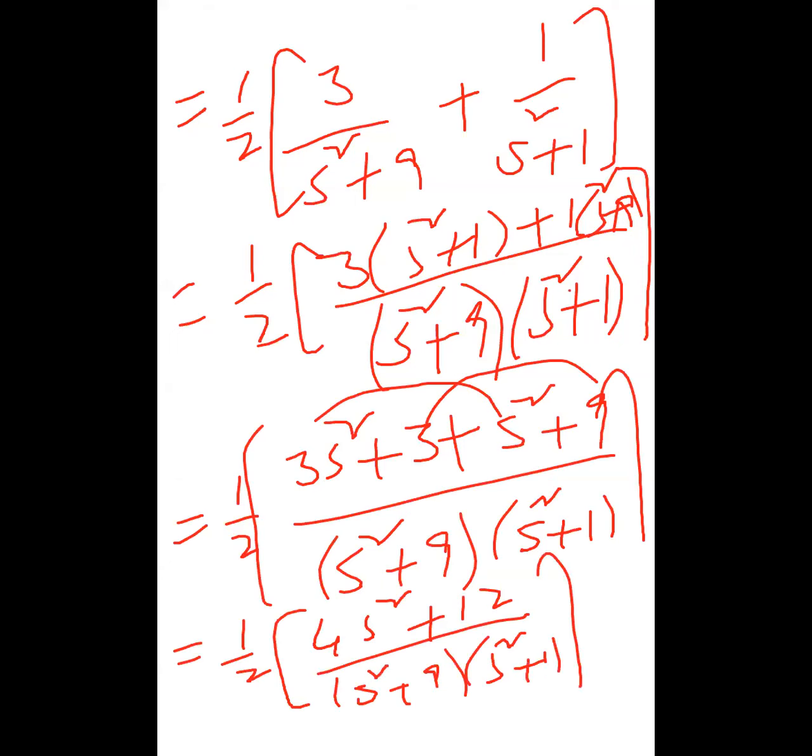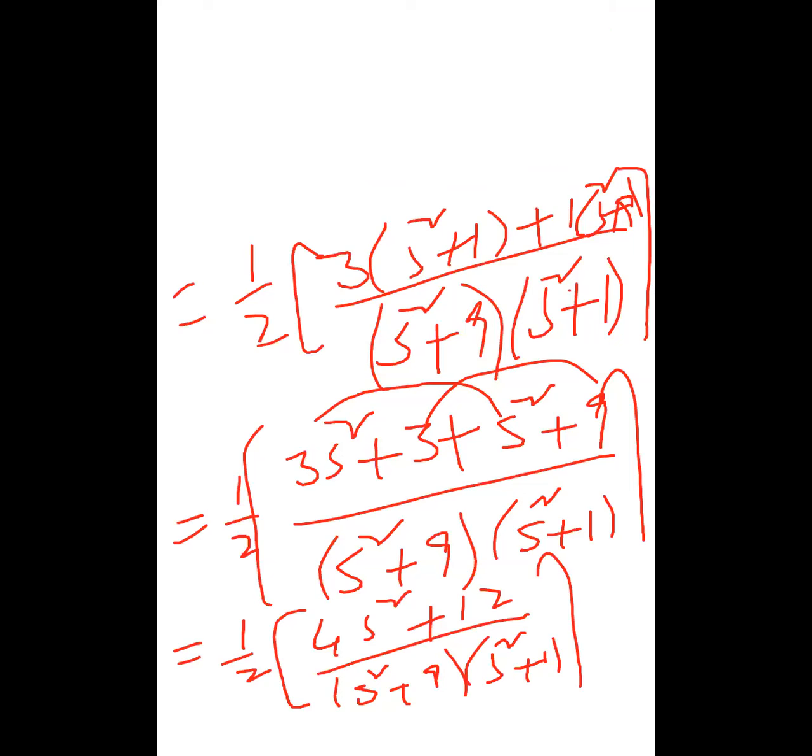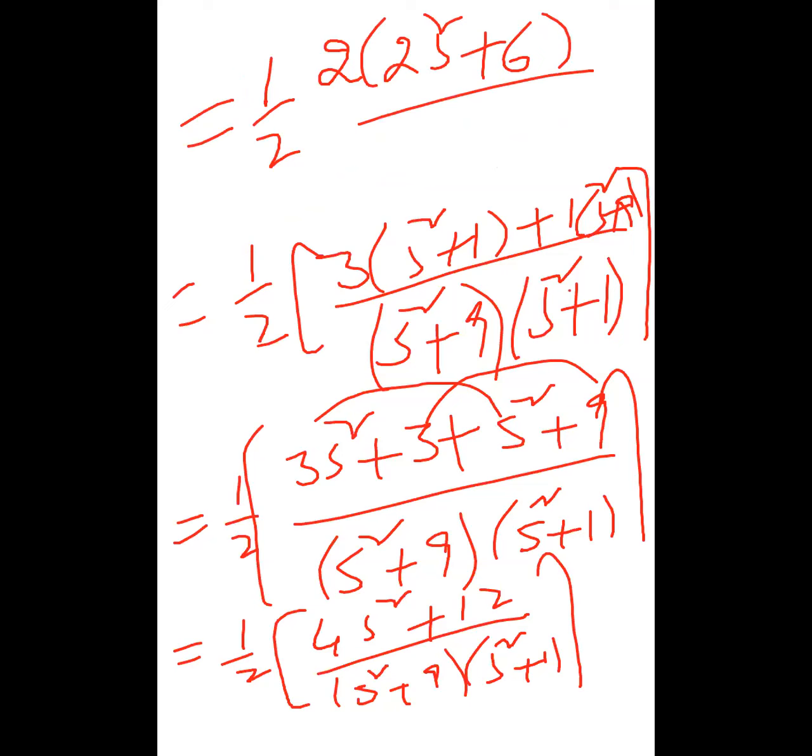So common 2 in the numerator, because here 1 by 2 constant is available. So we cancel the denominator constant 2. That's why I common 2 in the numerator term. So 2 in common 4s square, that equals 2s square. Common 2 in 12, that equals 6, divided by S square plus 9 and S square plus 1.